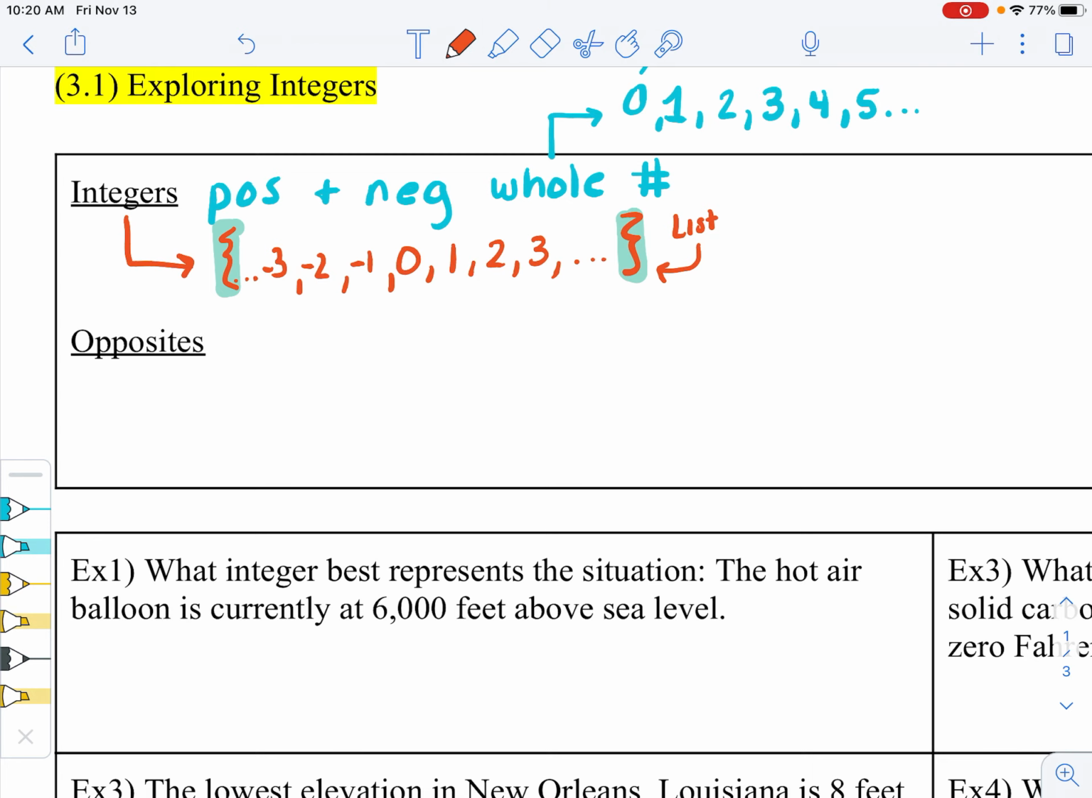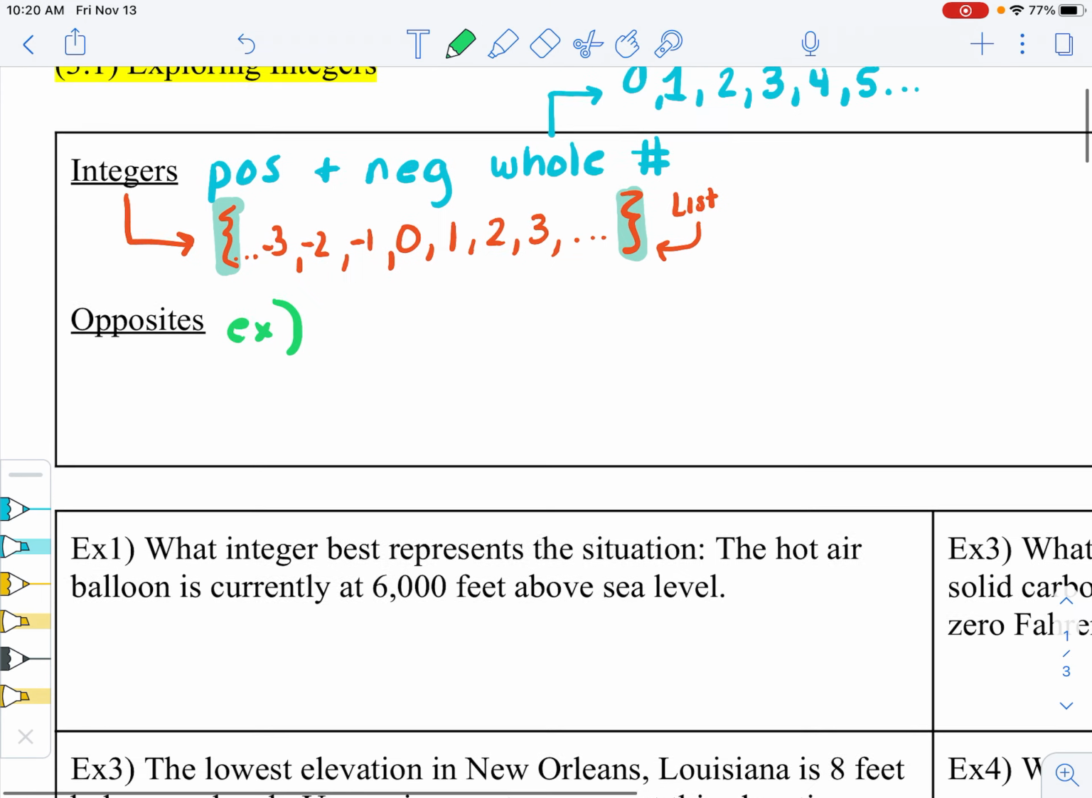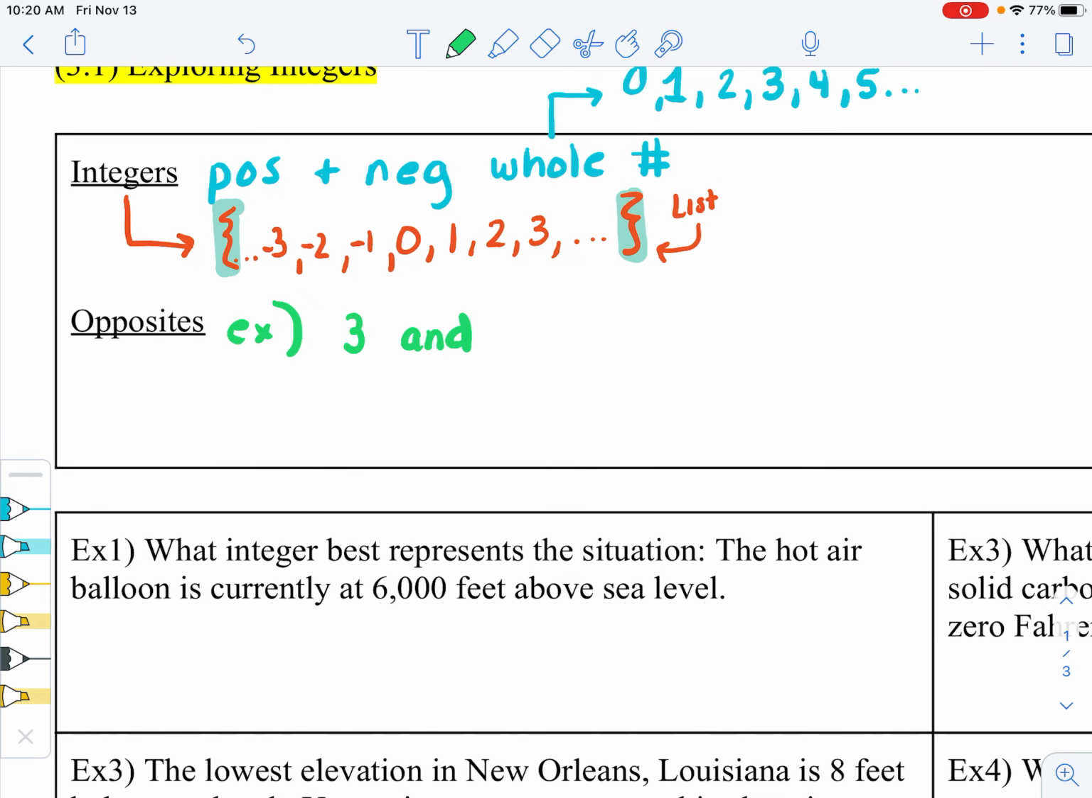Now, the next thing we're going to talk about are opposites. Opposites, for example, are numbers like 3 and -3. Those are opposites. When we're talking about opposites, we're not going to say opposite numbers. That doesn't really make sense. What we're talking about are opposite signs. The number is the same, the sign is what is different. So what is the opposite of -7? The answer would be 7. What is the opposite of 15? The answer would be -15. Okay?